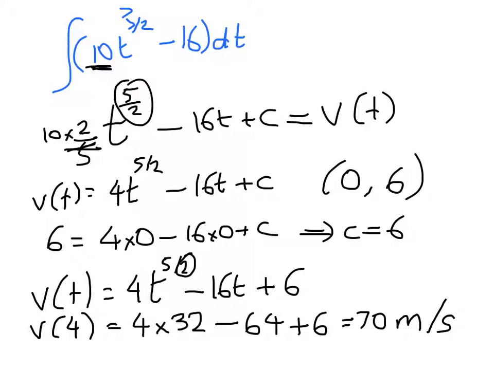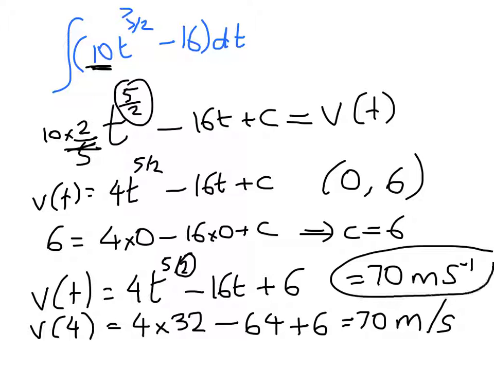So you can write it like that, or you can write it as 70 ms to the negative 1. Be really careful with your units for these questions. In the schedule last year, it didn't matter if you got your units wrong, but you should all have a good understanding that speed here would be meters per second.